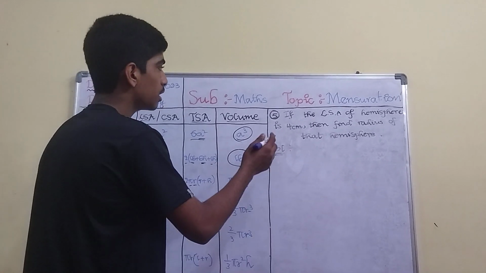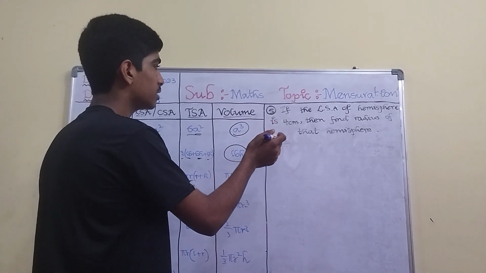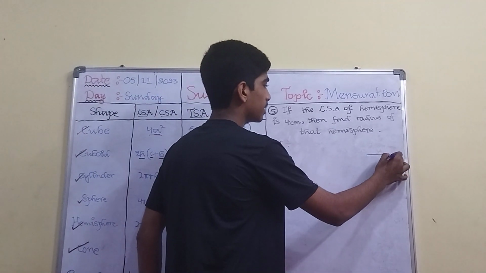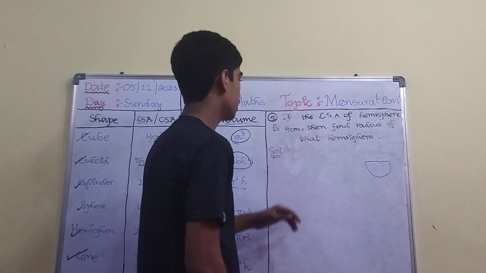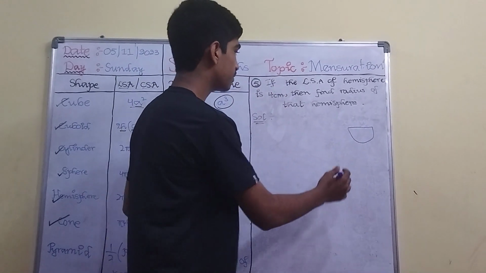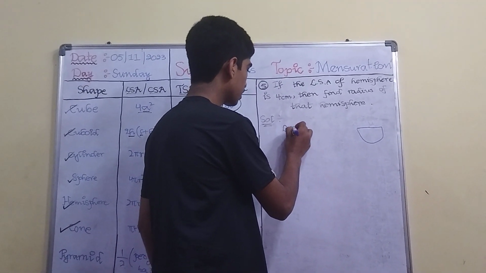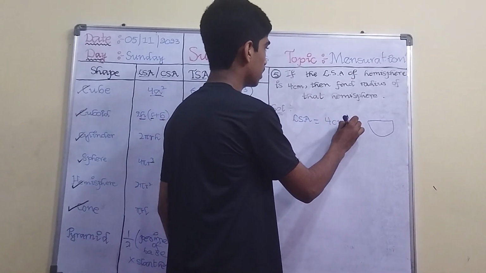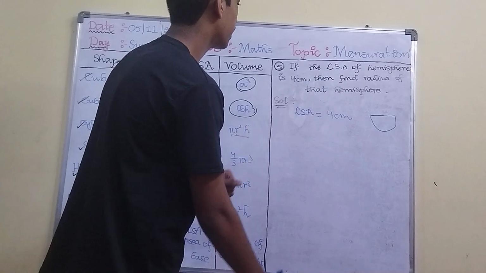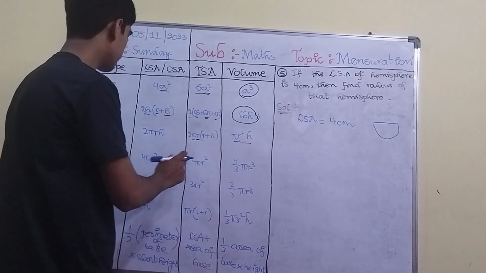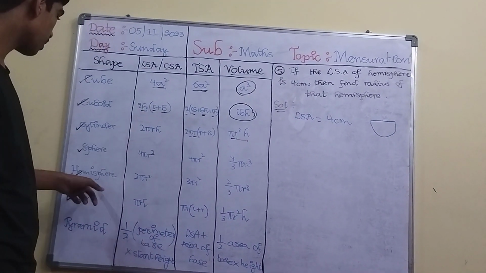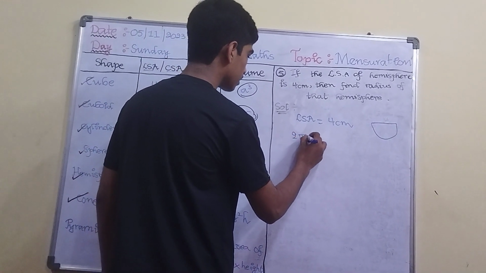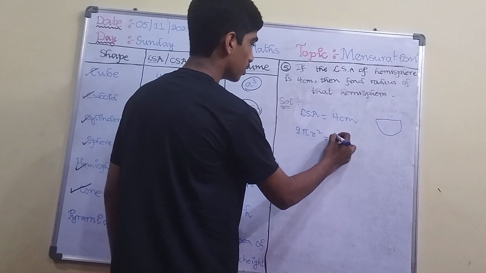If the LSA of a hemisphere is 4 cm, then find the radius of that hemisphere. LSA of the hemisphere is given as 4. First, draw a hemisphere. LSA is equal to 4 centimeters. Then find the radius of the hemisphere. Substitute the LSA of the hemisphere in the given question. What is the LSA of a hemisphere? 2 pi r square. So write 2 pi r square in place of LSA. 2 pi r square is equal to 4.